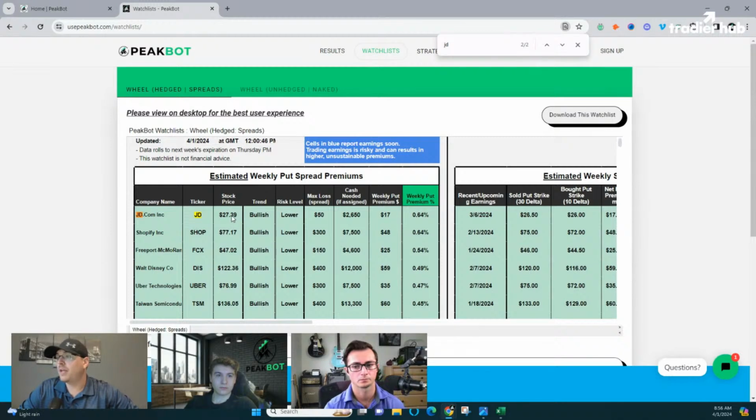What's not to like about this? The stock's trading at 27.39. We're bullish trend, low risk, only a 50-cent spread. So the most I'm risking on this is $50, on my put credit spread here. Relatively affordable stock, so I'm only going to need about $26.50 in case I get assigned at my 30 delta here. Making $17, which is a 0.64% return.